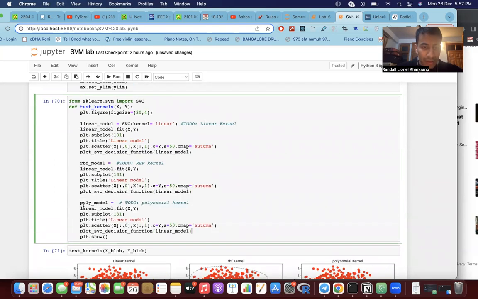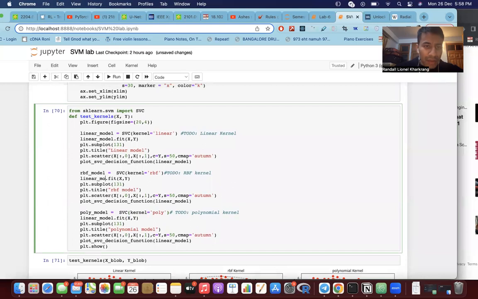This here and this here. This will be the polynomial fit. This will be an RBF model. SVC with kernel RBF, and SVC with kernel equal to poly, right?